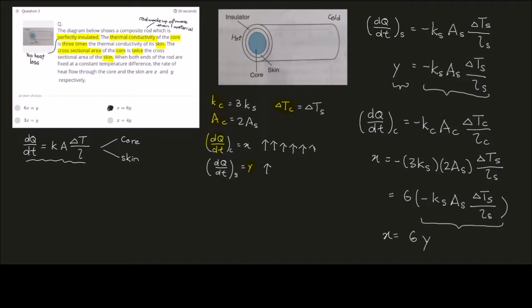So this one has a greater rate. Heat flows faster through the core compared to the skin. So the skin transfers heat slower compared to the core. That's the idea of this equation here. So that's all for question 3. Let's move on to the next question.